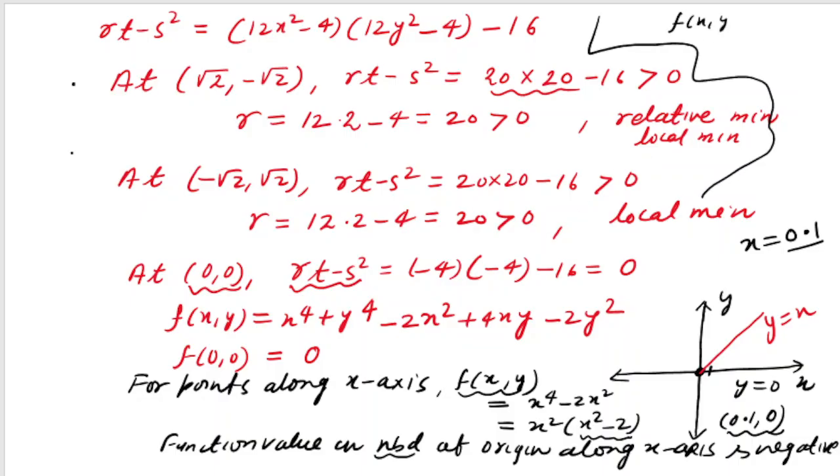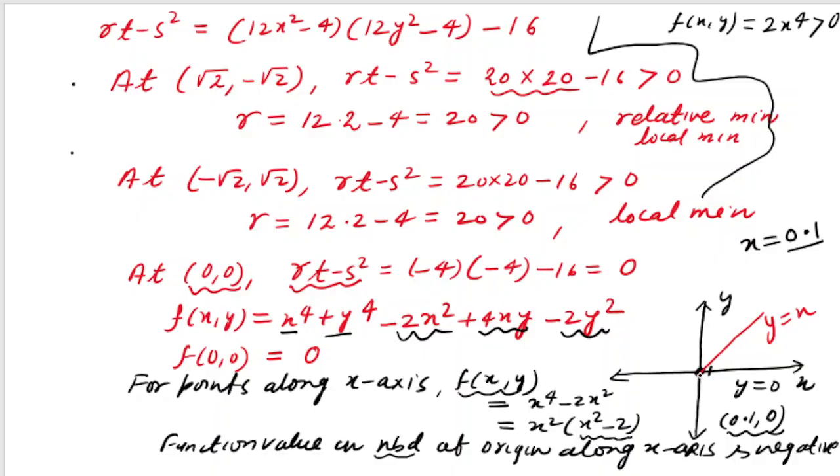The function f of x y will become, if you put y is equal to x, x to the power 4, y is equal to x, so again x to the power 4, and so we get 2x to the power 4, and it will become 4x square minus 2x square minus 2x square, so it will become 0 if you put y is equal to x. So if you move along this line, that is y is equal to x, the function value is 2x to the power 4, and 2x to the power 4 is always greater than 0. So if you move along this side, the function value is becoming positive.